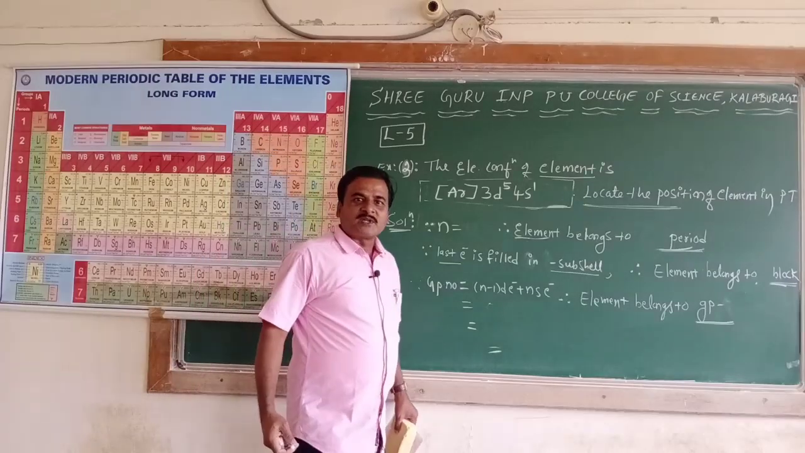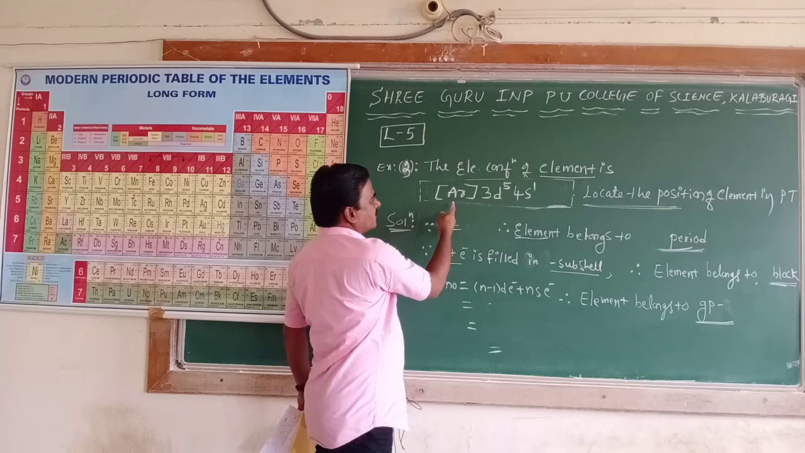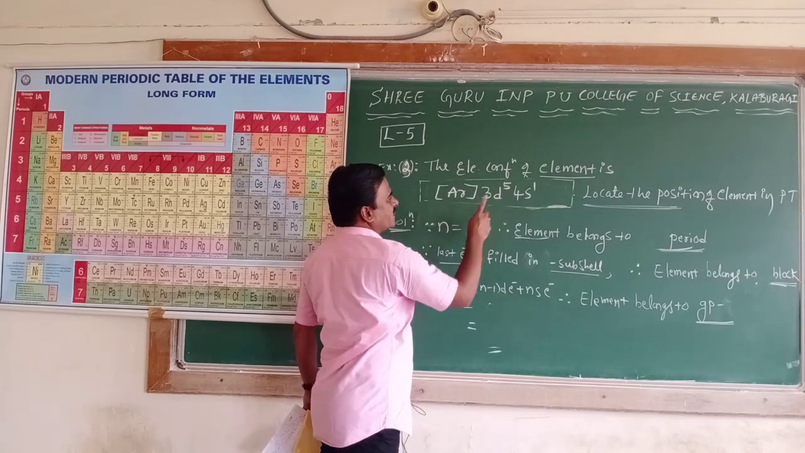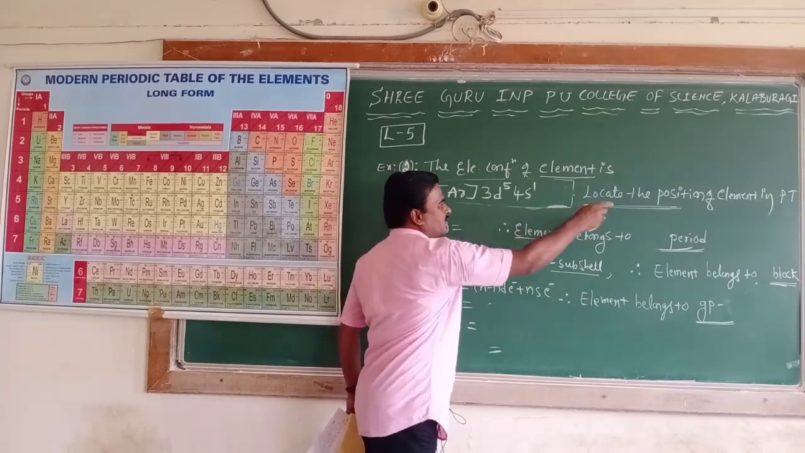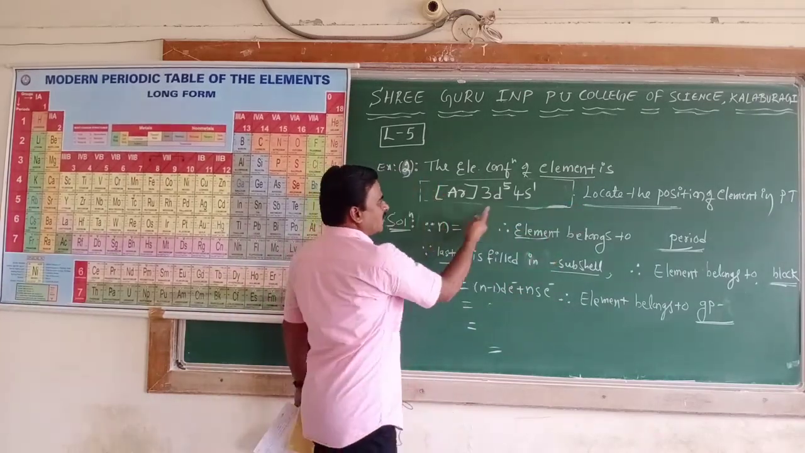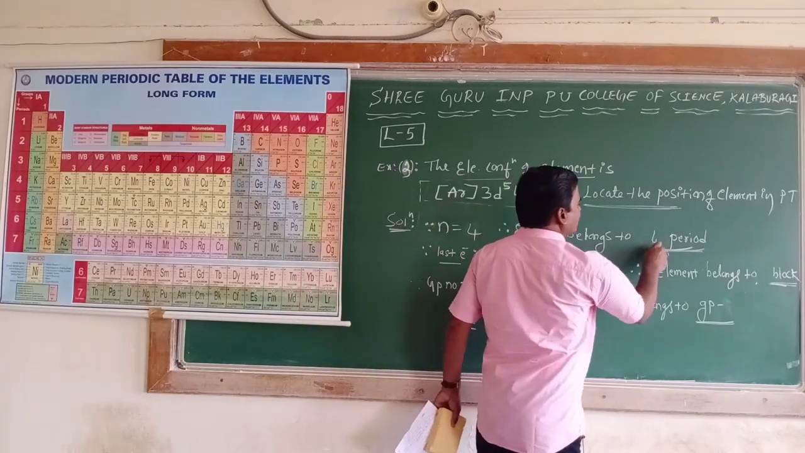Let's take example number 3. The electronic configuration of the element is given: argon, noble gas core, 3d5 4s1. Locate the position. Practice. So n value is 4. So that belongs to 4th period.